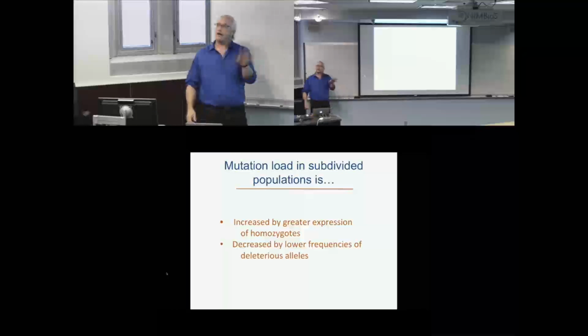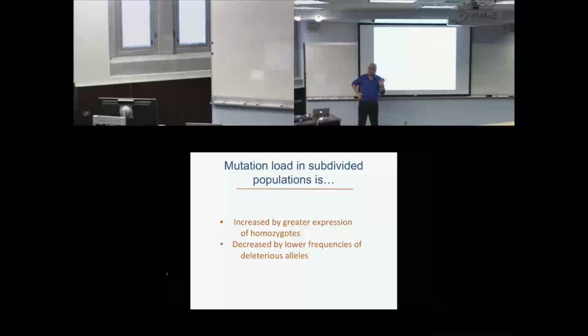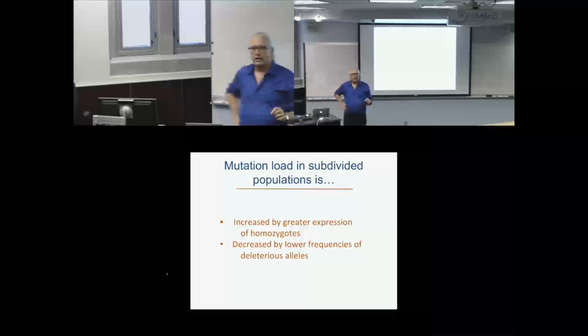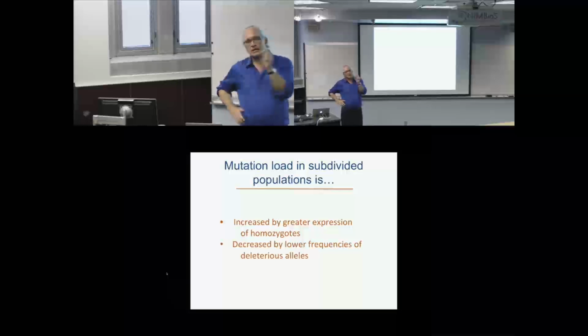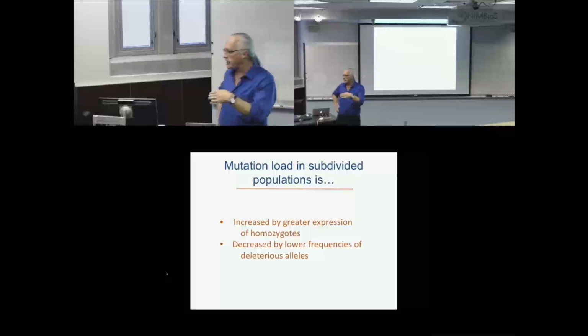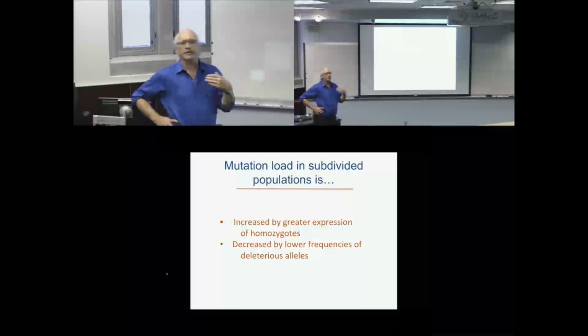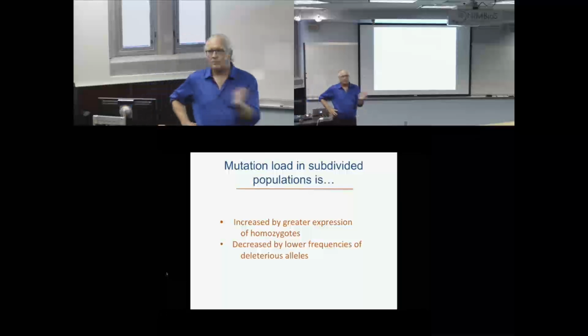So, okay, now let me focus on something called mutation load. I just showed you the frequency of deleterious alleles. The deleterious alleles present in a population cause a reduction in the mean fitness of that population. The amount by which mean fitness is decreased by the presence of those deleterious mutations, we call mutation load. Load's a concept that will come up again and again through the talk.